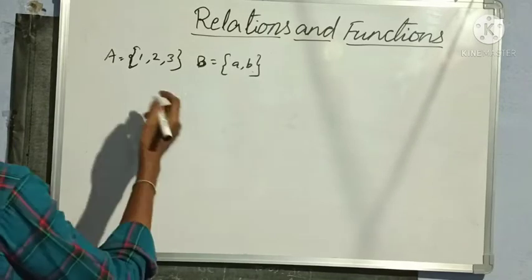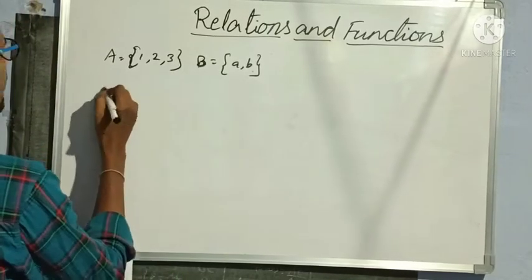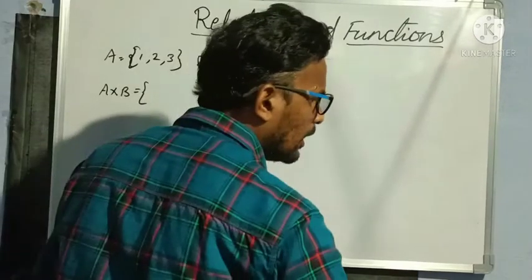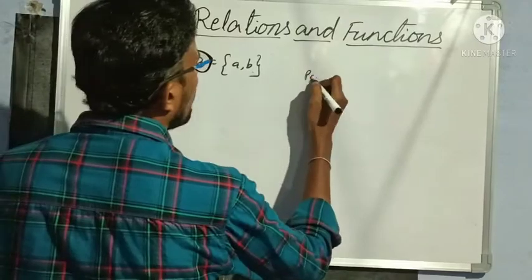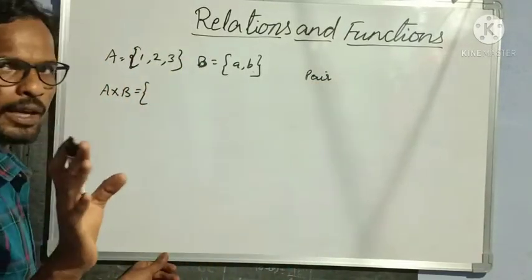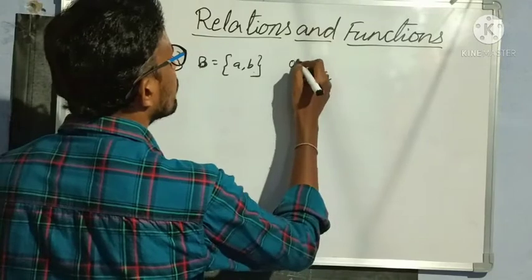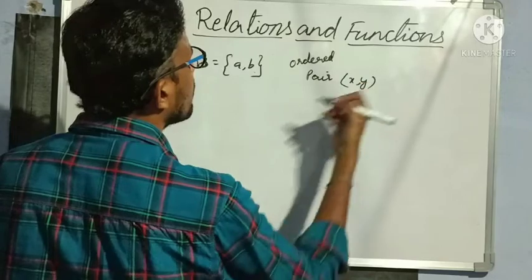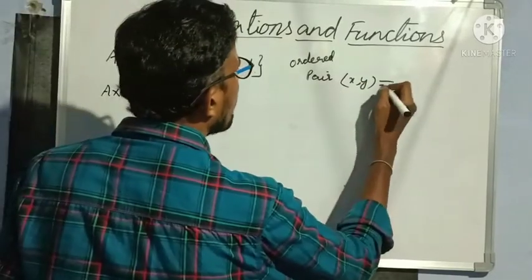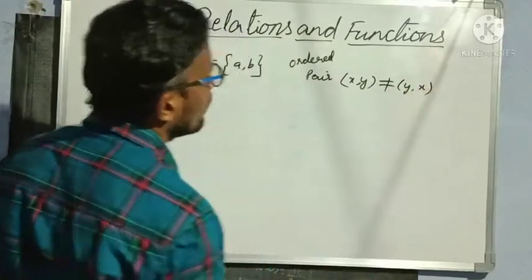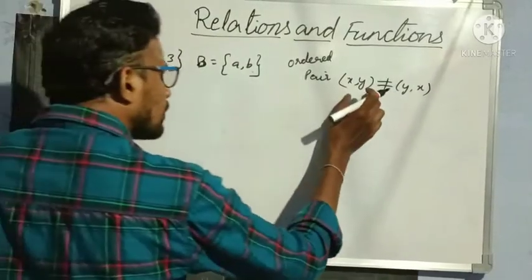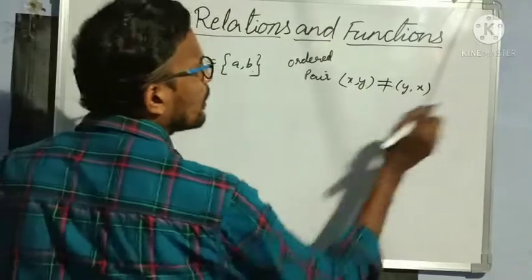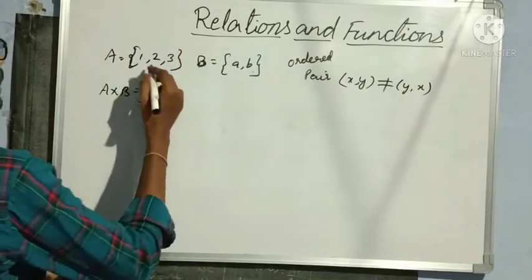So now let us see how many elements we will get in A cross B. So A cross B is nothing but we have to write down ordered pairs. Pair means how many elements? 2 elements, am I correct? So ordered pair. How to write an ordered pair? Suppose x comma y is my ordered pair. Then x comma y is not equal to y comma x. Understood? When it is x comma y, you have to write only x comma y. We should not write y comma x in the place of x comma y. This is wrong. Clear?